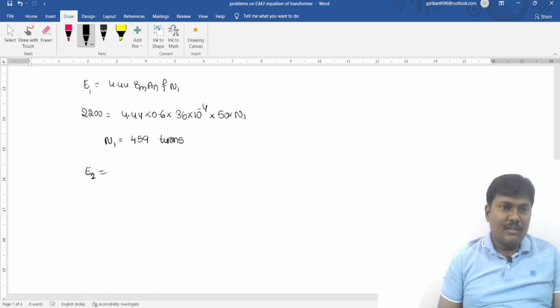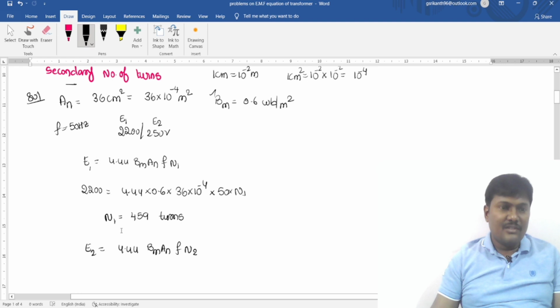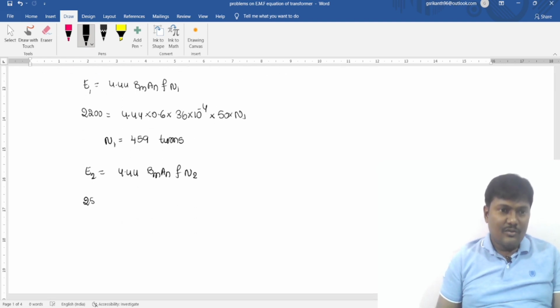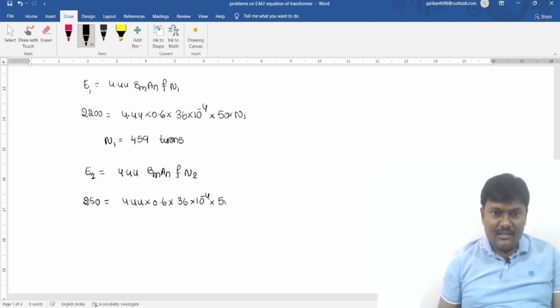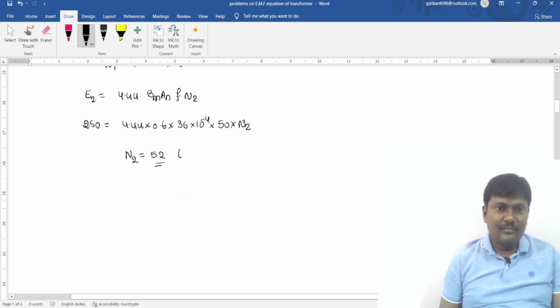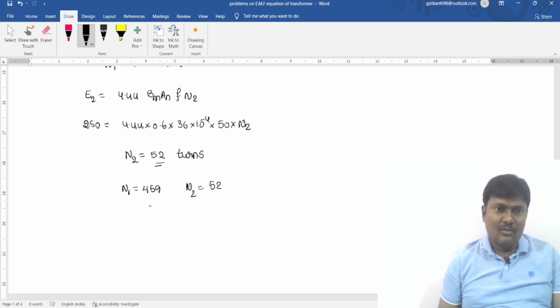Similarly, use the secondary induced EMF equation. E2 is equal to 4.44 into Bmax into An into f into N2. The secondary induced EMF is given as 250 volts, so 250 is equal to 4.44 into, as Bmax is 0.6, and this is 36 into 10 to the power of minus 4. The frequency is 50. The number of turns I have to calculate. From this, N2 I got as approximately equal to 52 turns. The secondary number of turns is 52, and the primary number of turns is approximately equal to 459 turns for this problem.